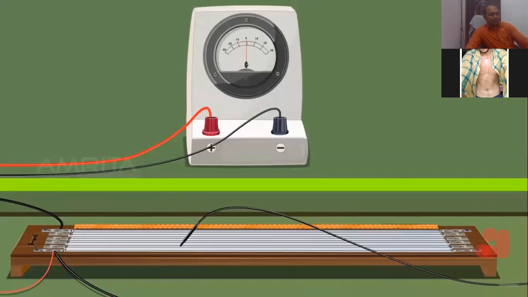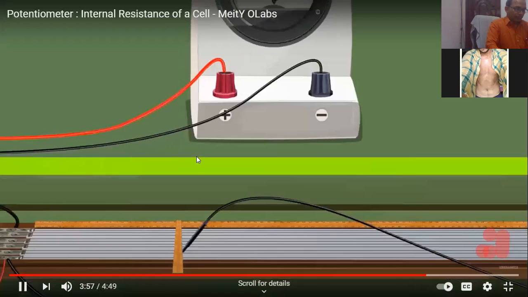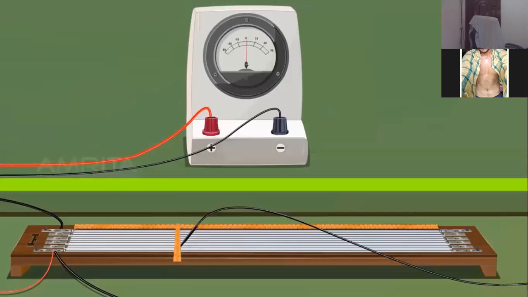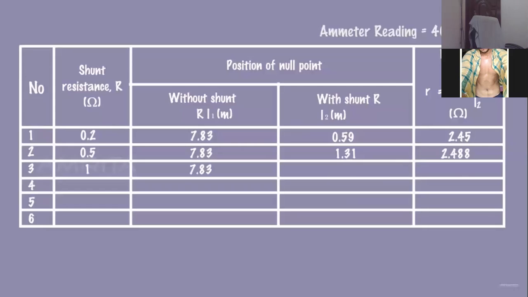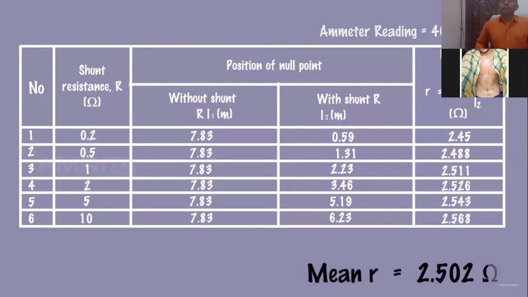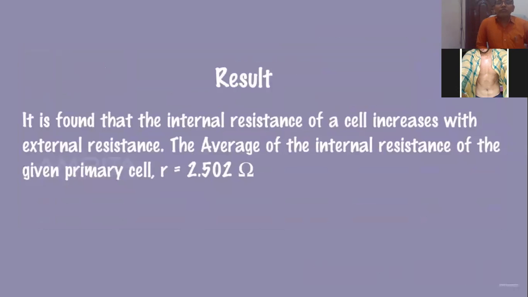Slide the jockey over the potentiometer wire and measure the balancing length L2. Record the value in a tabular column and calculate the value of internal resistance. Repeat the experiment by reducing the value of R low resistance successively and each time measure the balancing length and calculate the mean value of internal resistance.